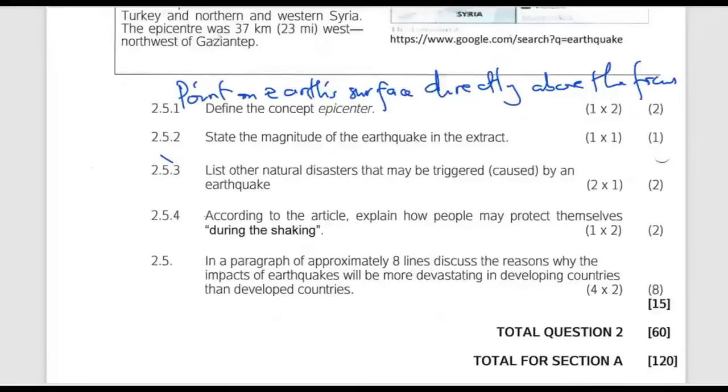Right. Then state the magnitude of the earthquake on the extract. You can check in the extract there. It's indicated the magnitude is M7.8 on the Richter scale. Right. List other natural disasters that may be triggered or caused by an earthquake.